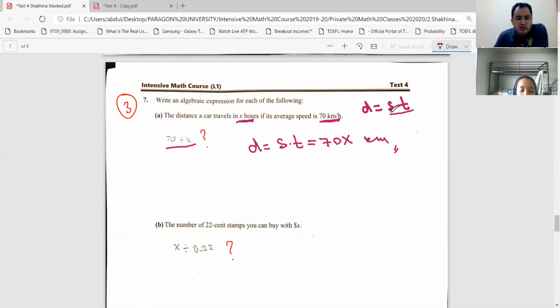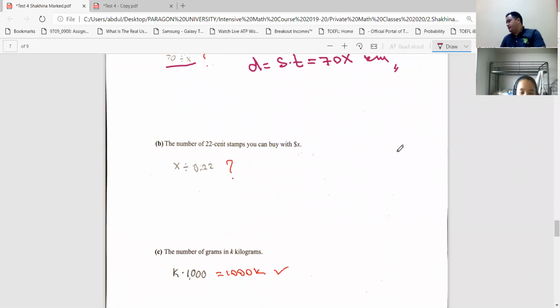And another one is, Shahina, can you read the question? Question B: the number of 22-cent stamps you can buy with X dollars. So 22 times X. So 0.22. Yeah, it's correct. But Shahina, here it is cents. How about here? It is dollars, right? So first you have to change this into dollars. This X dollar is how many cents?